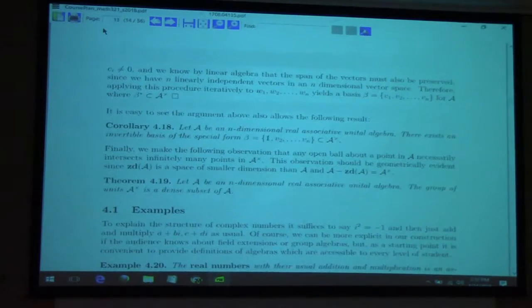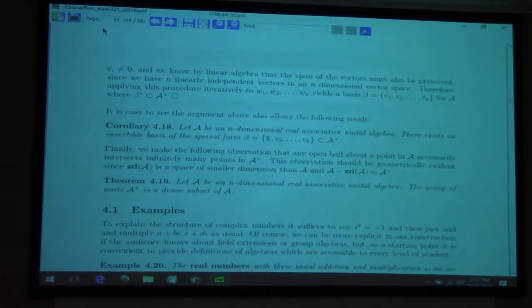I'm sure there's doubtless a nice topological argument based on the continuity of the determinant and the fact that the set of units is the inverse image of whatever it is, and so forth. But let me not get off into that stuff. All right.